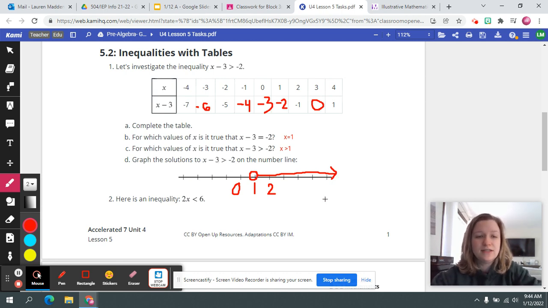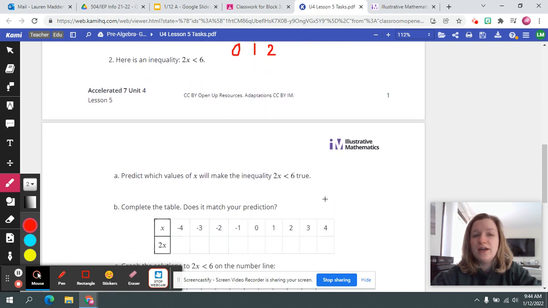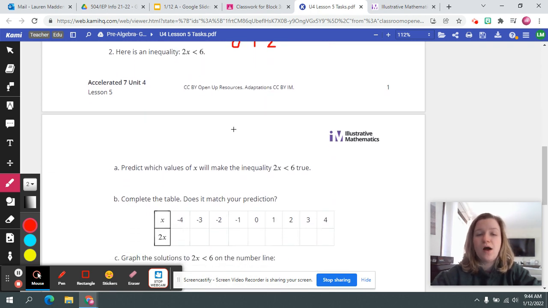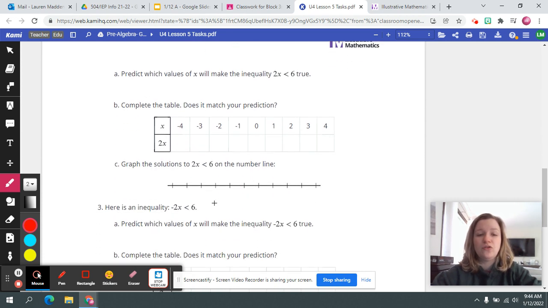So there is that. I want you guys to try number 2 on your own. So pause the video here. Try to do the same thing with number 2. Fill in the table and graph the number line.